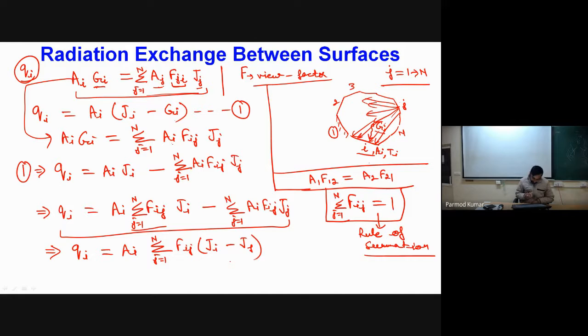Fine. And if I have to write it in some other form, say resistance analogy format, I can write Qi equal to Ji minus Jj, overall summation with j varying from 1 to N, divided by Ai into Fij inverse.